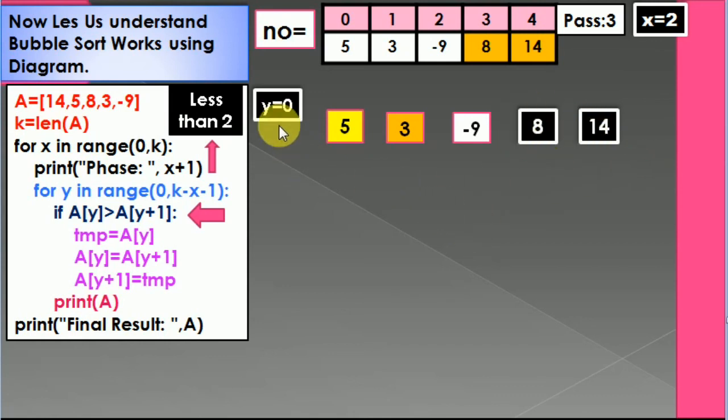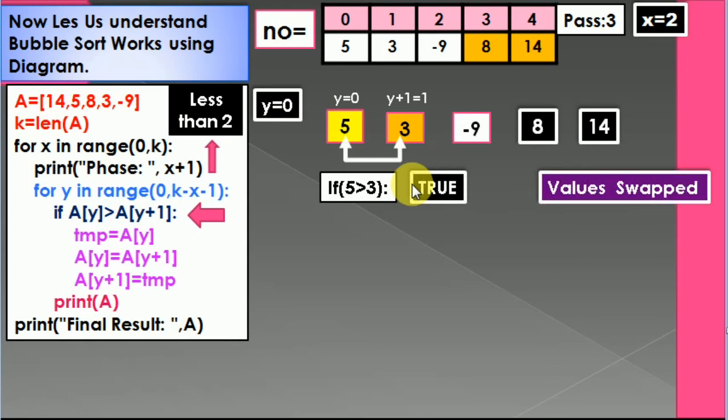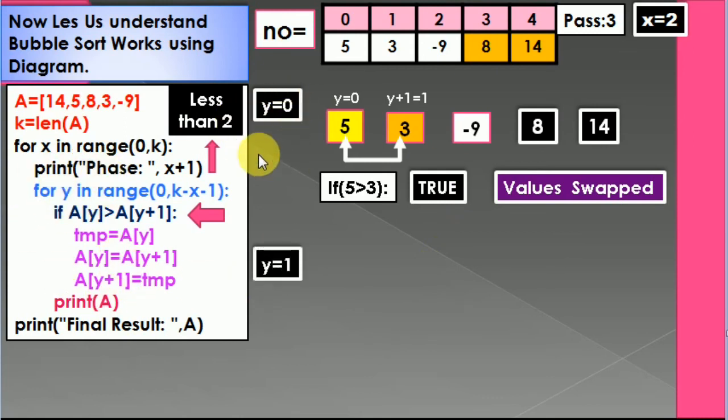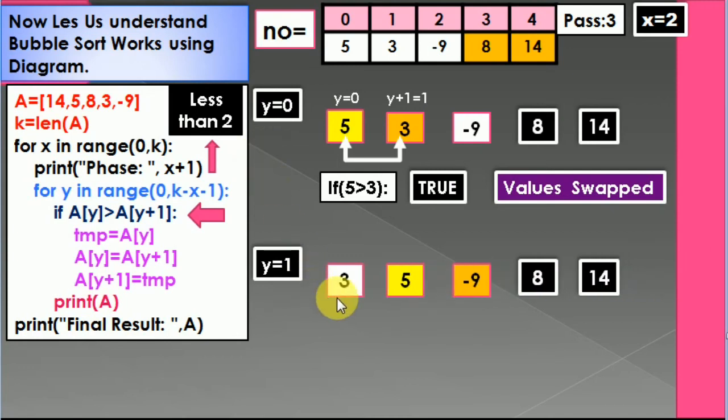Where is y the first time? It is at 0. That means 5. Then the next number is going to be y plus 1. It means the first number 5 is going to be checked with 3. That is, 5 is greater than 3. This time the condition is true. Then the values are being swapped. When it moves up, the y value is changed to 1. At that time the numbers are swapped and the value is like this: the 3 on the left side and 5 goes to the right side.